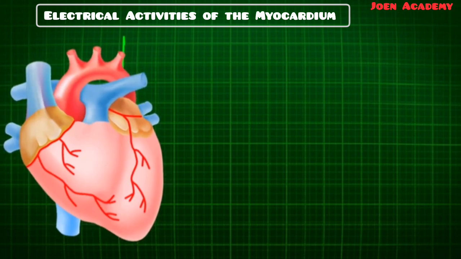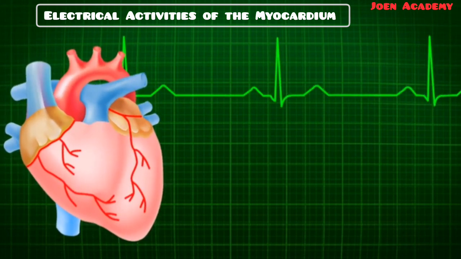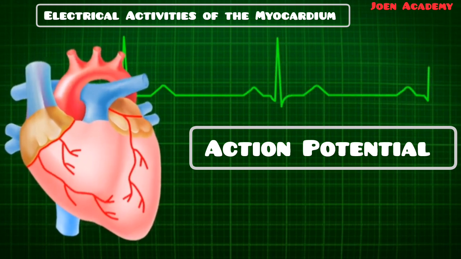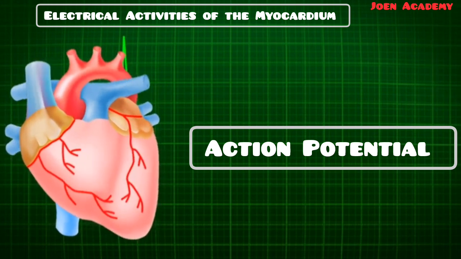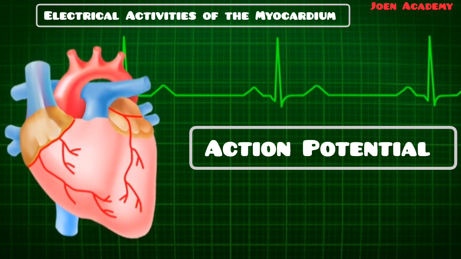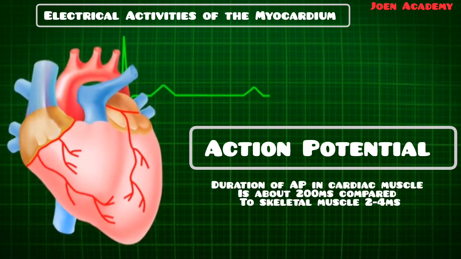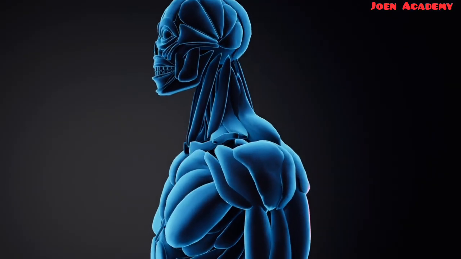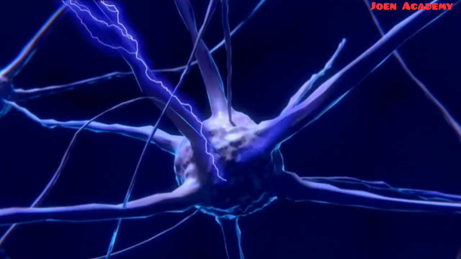Let's look at the electrical properties of the myocardium. We will start with the very first, which is the action potential. The action potential in cardiac muscle is very prolonged. The total duration of the action potential in the ventricle is about 250 milliseconds, compared with the duration of the action potential in skeletal muscle or in nerve, which is 2 to 4 milliseconds.